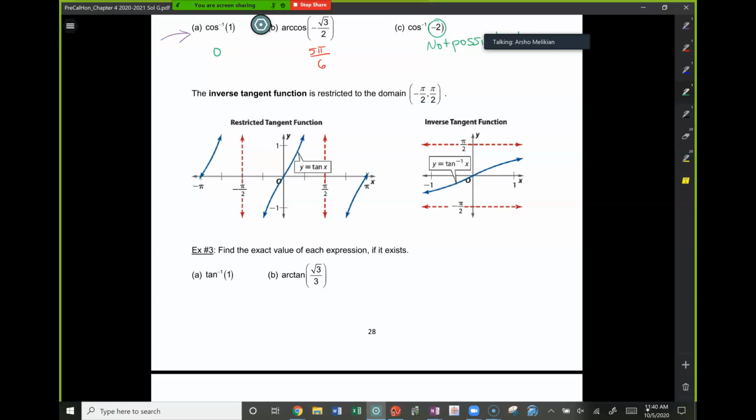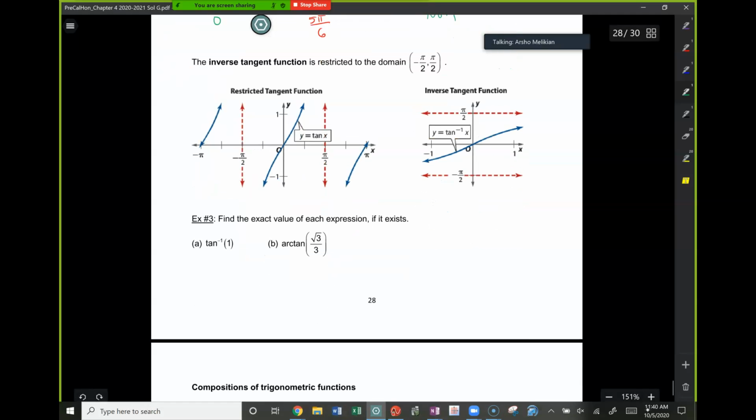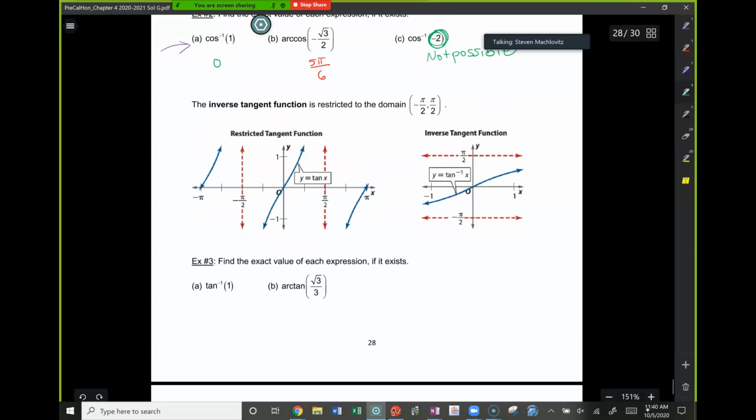Okay, tangent. Why is it impossible? Because the number in here can only be between negative and positive 1.